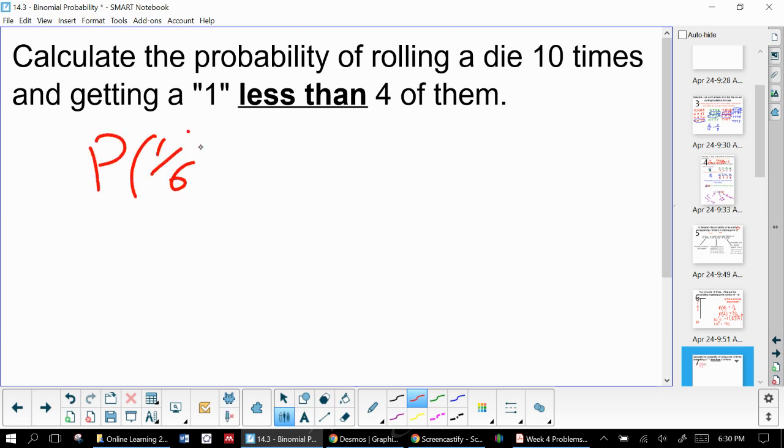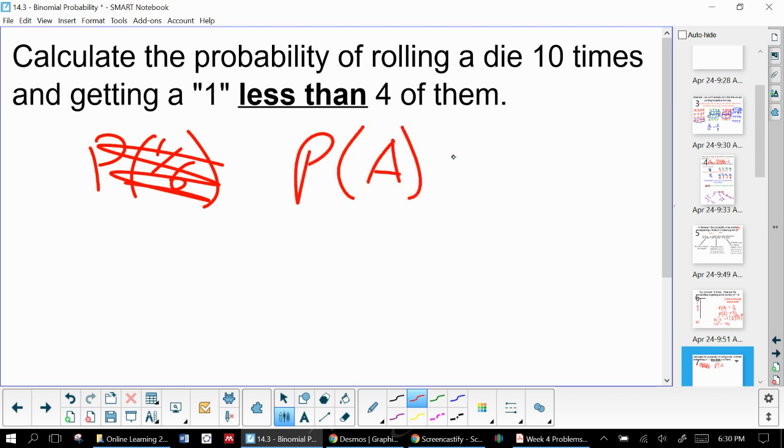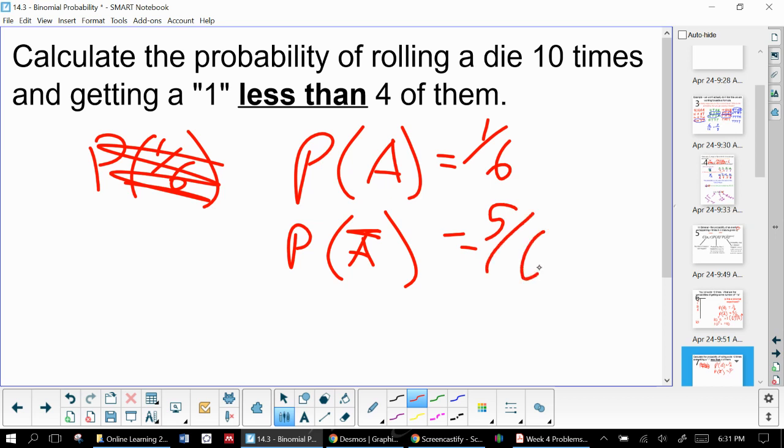What's the probability of that thing happening? 1 out of 6. What's the probability of that thing not happening? Which I don't actually need for Desmos, but it's good to think about. Well, that would be 5 out of 6. And I'm rolling this 10 times. That's my number of trials.